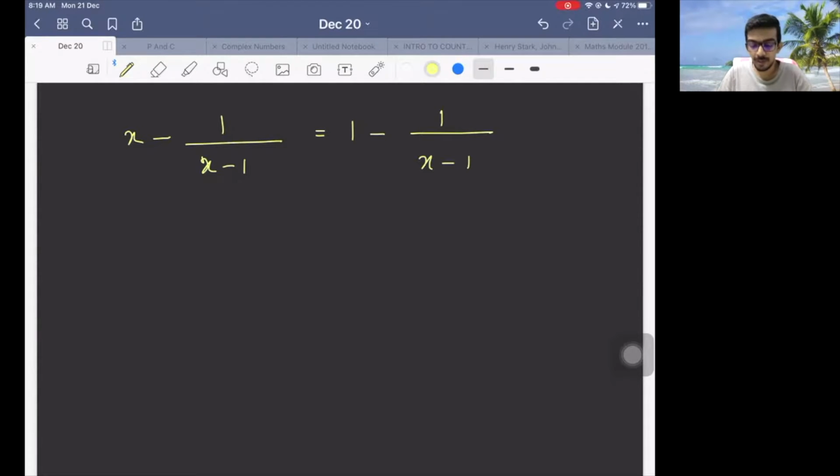Let's see how you can solve this. Can you just try it? Take a minute or two and see whether you can solve this question.